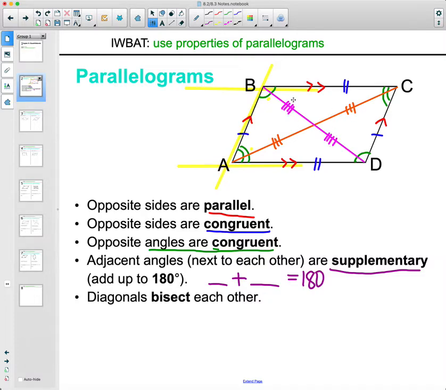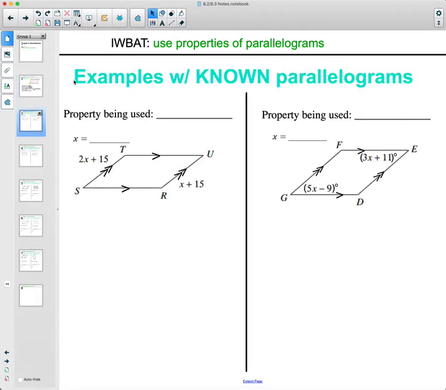If this was 1.3, this would be 1.3. So the diagonal itself is split up evenly. They aren't equal to each other, the orange isn't equal to the pink, but the pink is split up and the orange is split up. All right, then let's go ahead and use some of these properties.